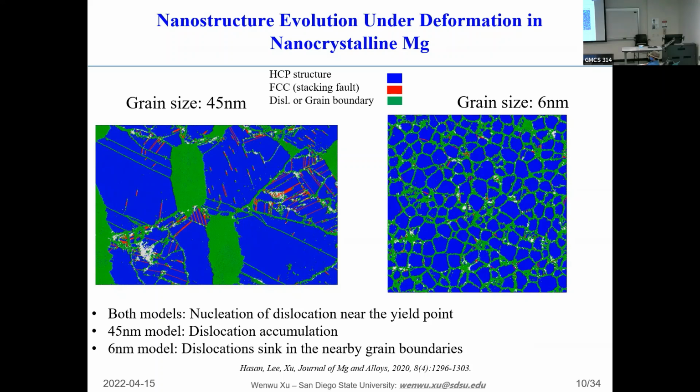Yes, please. What's the maximum strain in that simulation? The strain is 50%. Yes, right. This is pure metal magnesium. So compared to alloys, this is significantly high.